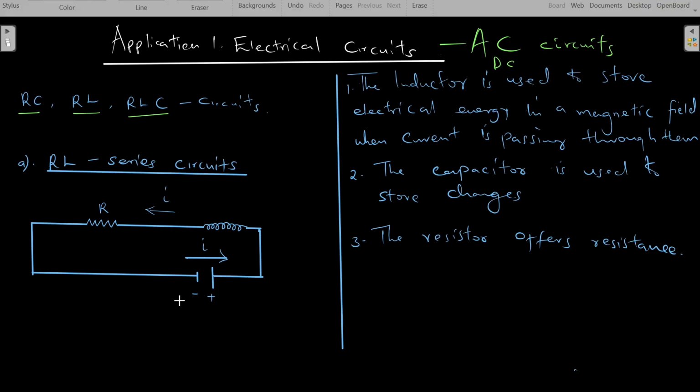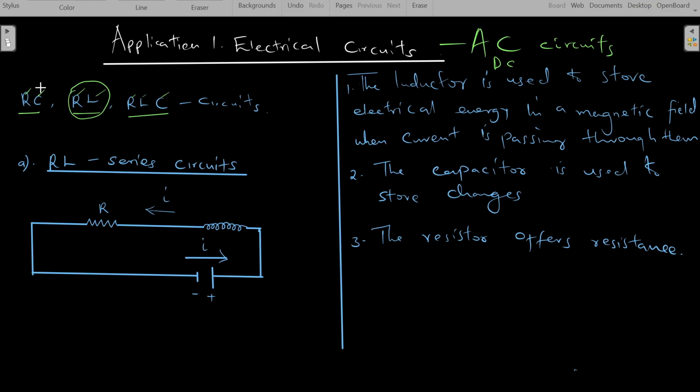Okay, for a circuit to become an AC circuit, it must have either of these things. So it must have a resistor and a capacitor at the same time, or it must have a resistor and an inductor at the same time. Okay, and again we will see a setup where the circuit has all three: resistor, inductor and the capacitor. So for this case we are saying applications to electrical circuits. Okay, so in this video we'll just deal with the RL circuit.